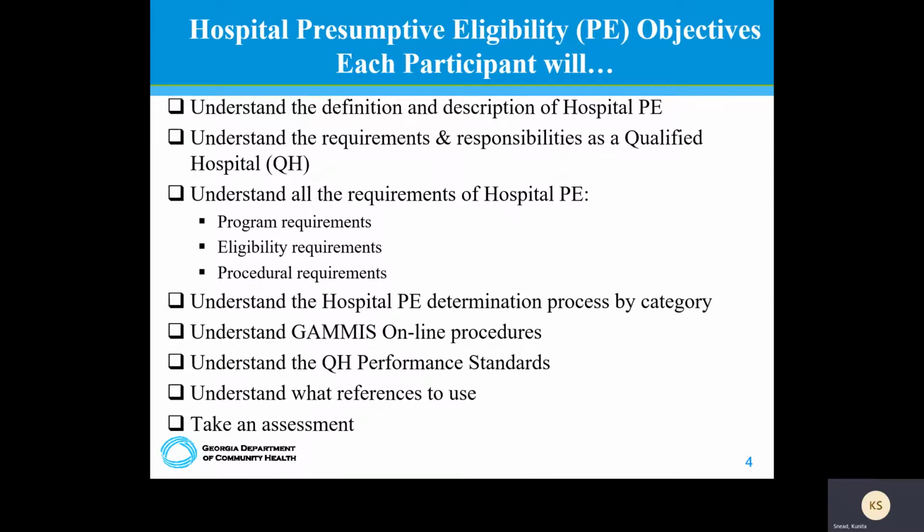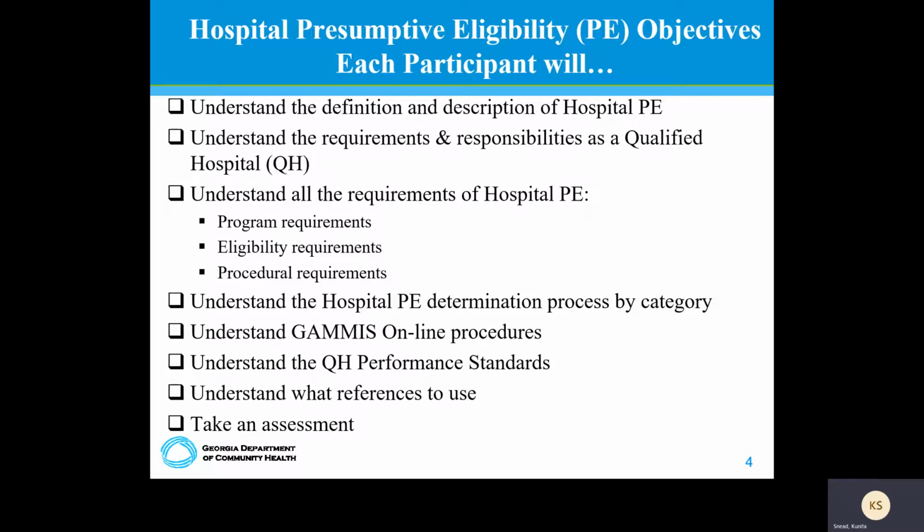As a participant, you're going to understand the definition and description of what hospital presumptive eligibility is, and just know that PE stands for presumptive eligibility. You're going to look at the requirements and the responsibilities. So as participating in this program, there are requirements and responsibilities that you must make sure that you understand and adhere to. We're going to look at the requirements for this program. What does it take for someone to be eligible for this program? So we're going to look at the program, eligibility, and procedure requirements.